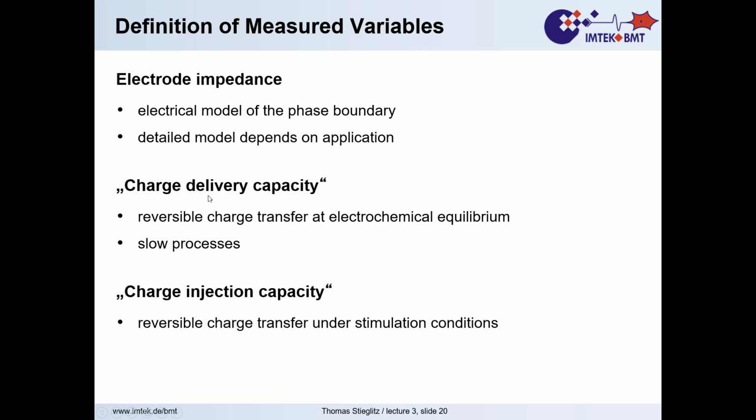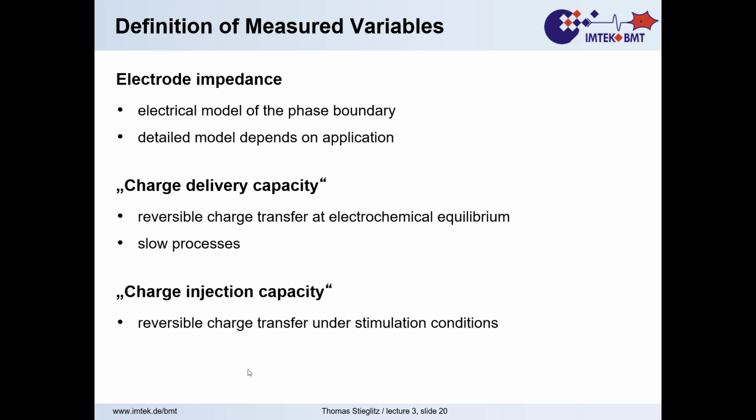Impedance is the resistance over alternating current, which we use. We have charge delivery capacity and charge injection capacity. And this is something that comes in detail later. For us, the important thing is the charge injection capacity. If I have a rectangular stimulation pulse, how fast, which is fast on the edges, how much charge can I deliver?